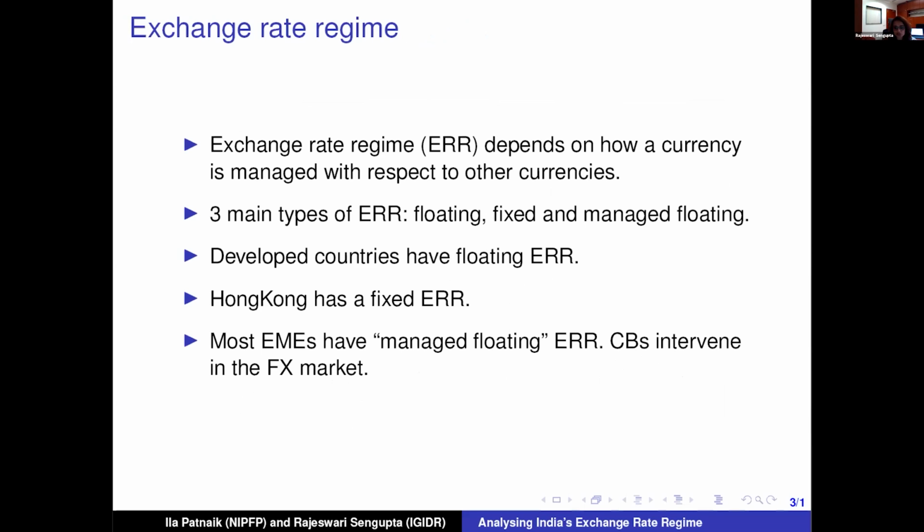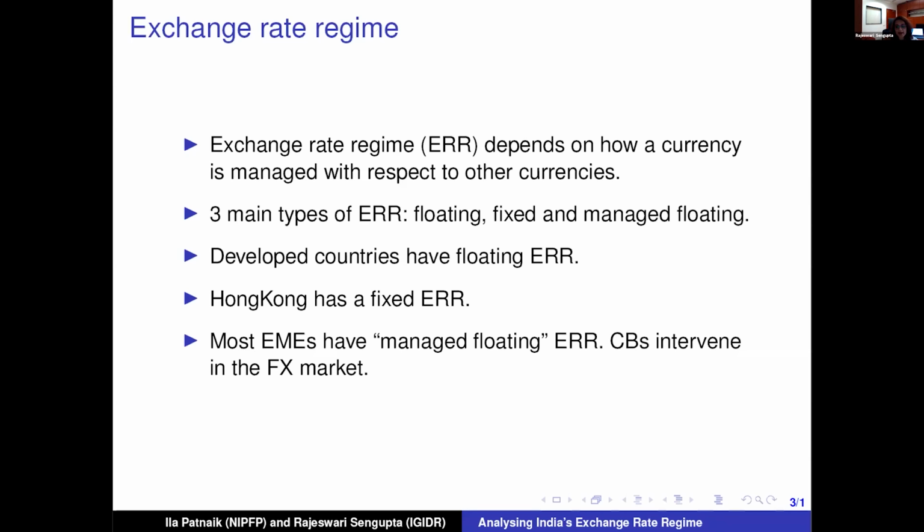What is exchange rate regime? An exchange rate regime depends on how a country's currency is managed with respect to other currencies. Very simply put, there are three main types of regime: a floating, a fixed, and a managed floating. Most of the developed countries of the world are in the floating exchange rate regime, where the central bank does not intervene in the currency market. There is no use of monetary policy or capital controls.